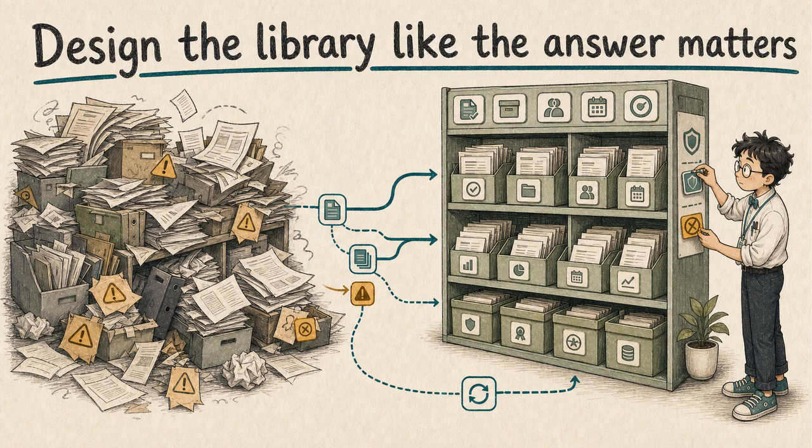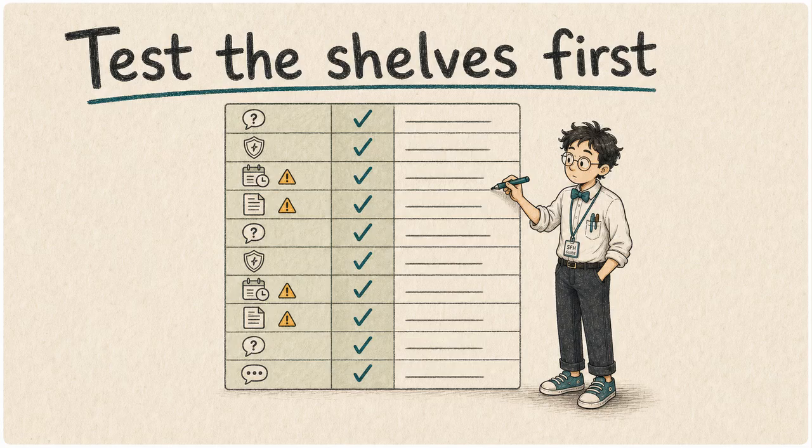Here is the Monday morning version. Before you build, buy, or trust an AI over our docs tool, make a tiny retrieval test. 10 questions is enough to start. Write the expected source before you test the AI. Include ordinary questions, a current versus old version trap, a similar document trap, and one question where the honest answer is, the docs do not say.